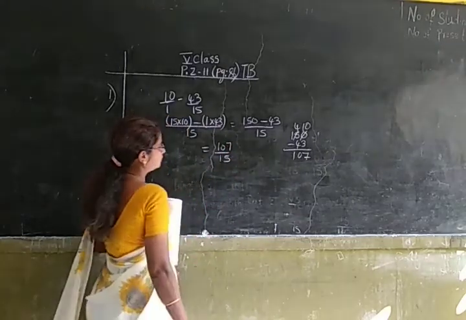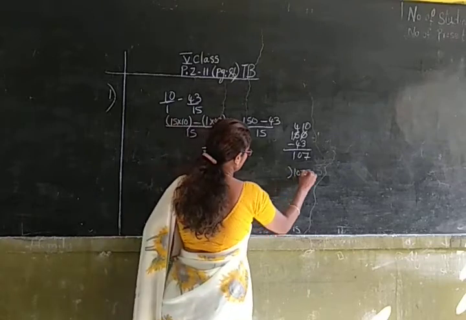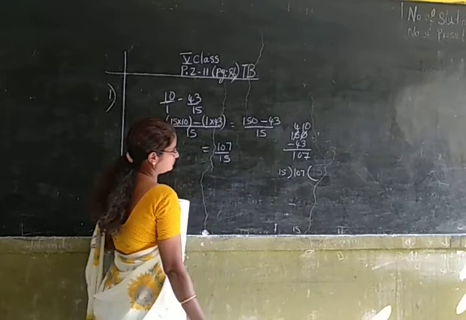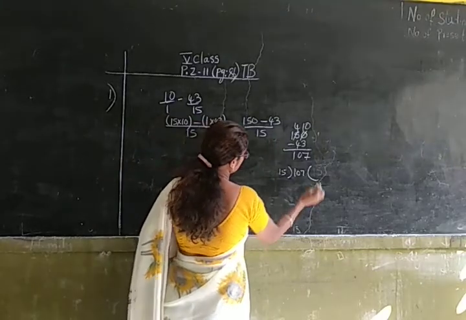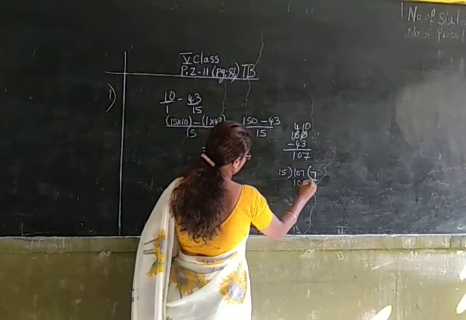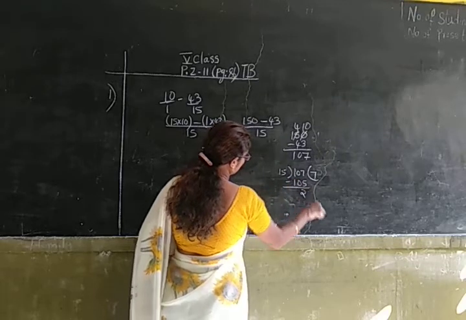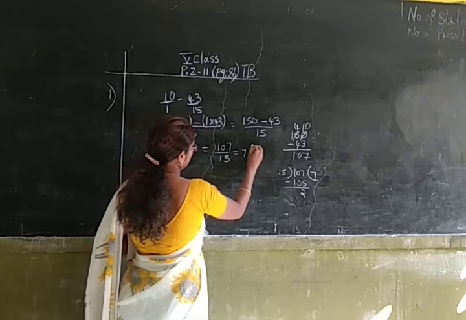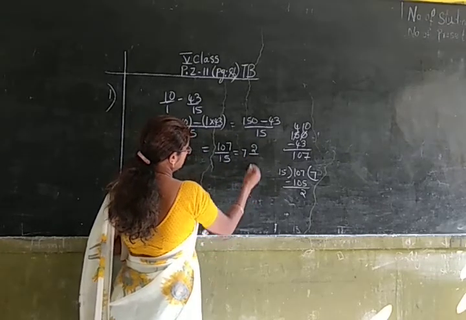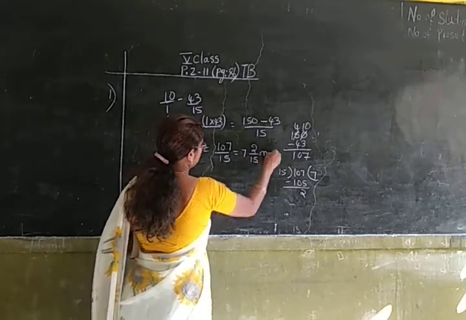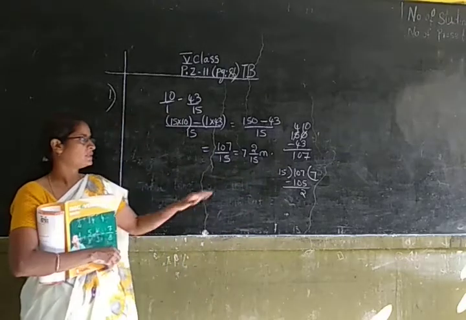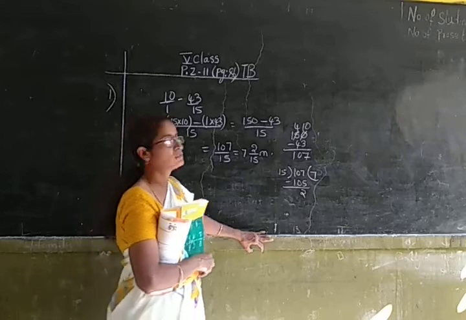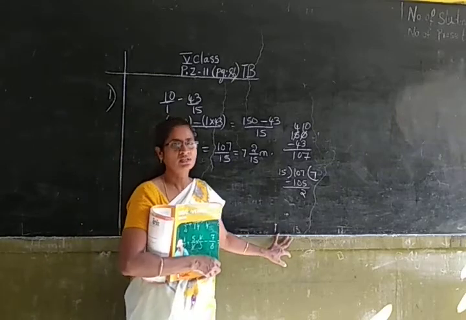Now let us write down this in the mixed fraction. So how many times 15 goes in 107? It goes 7 times, which is 105. So how much is left? 2. So let us write in the form of mixed fraction. So 7 2 by 15 meters of cloth is left with him. Did you understand children? So this is the way of solving the sum.